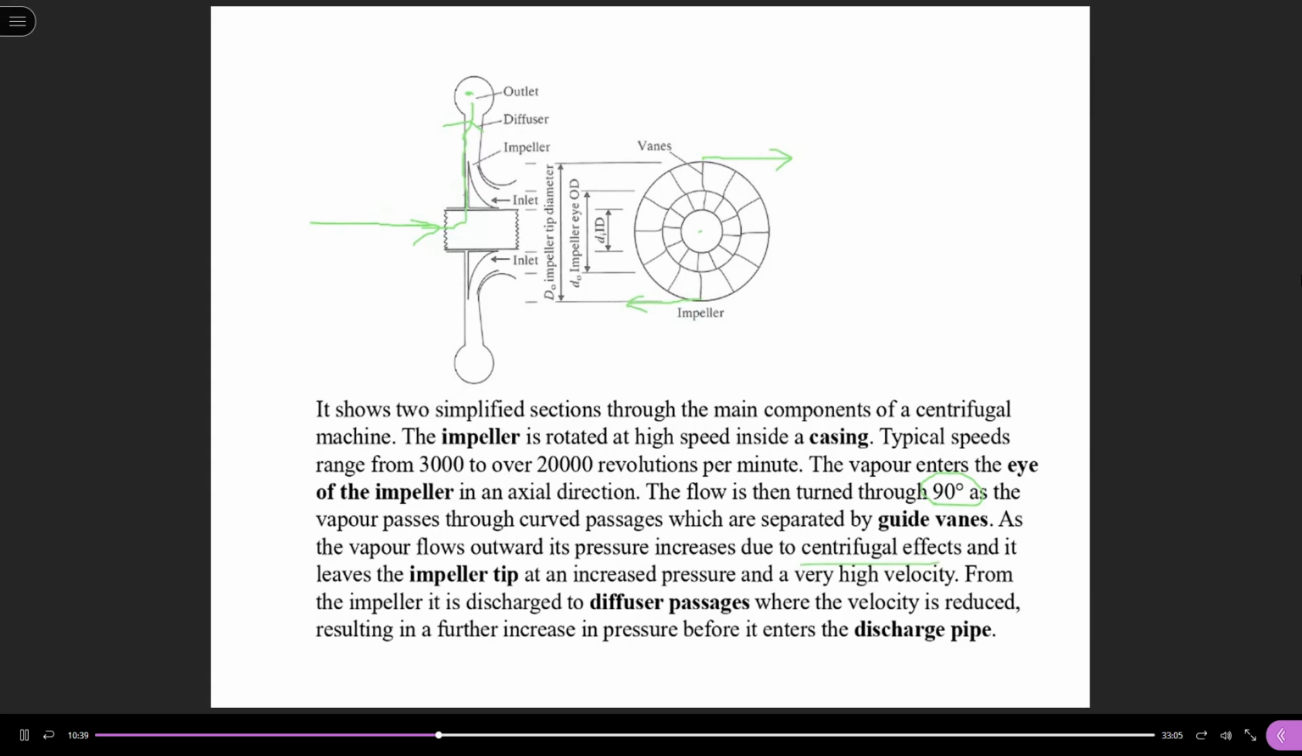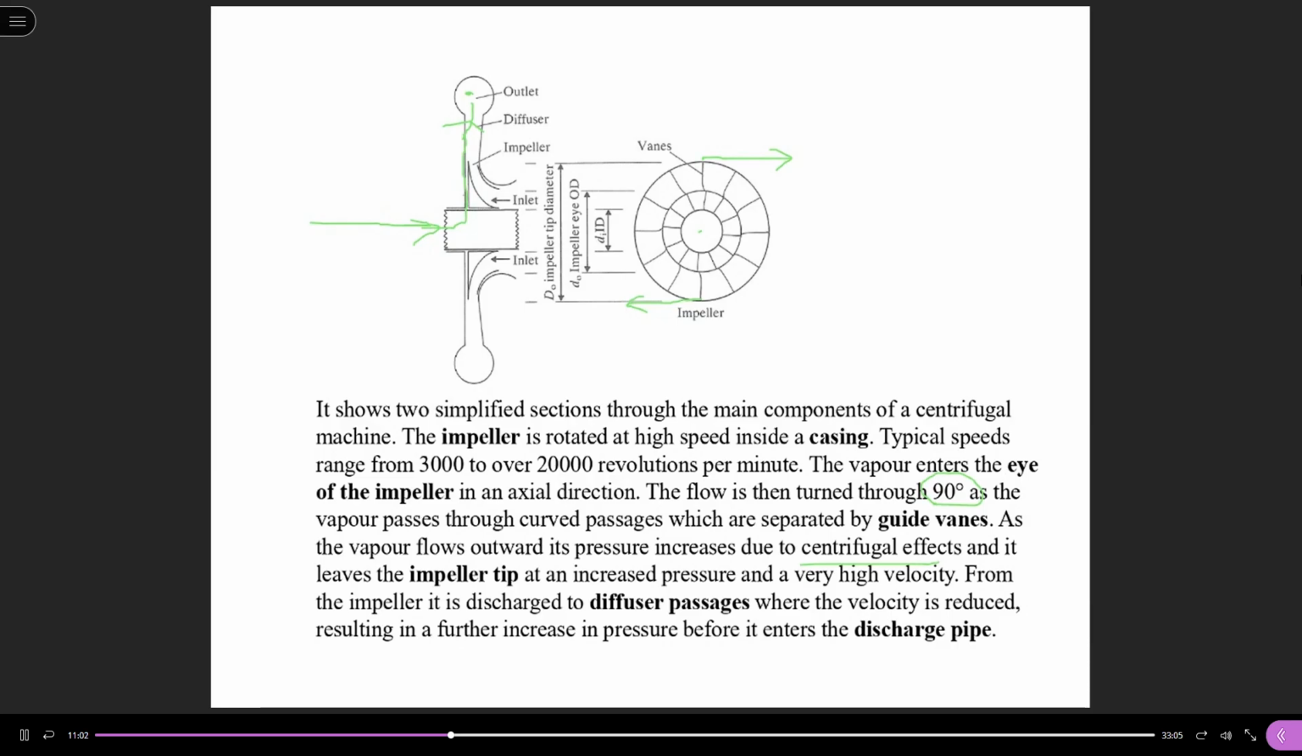It leaves the impeller tip at an increased pressure and a very high speed. From the impeller, it is discharged to diffuser passages where the velocity is reduced, resulting in a further increase in pressure before it enters the discharge pipe.